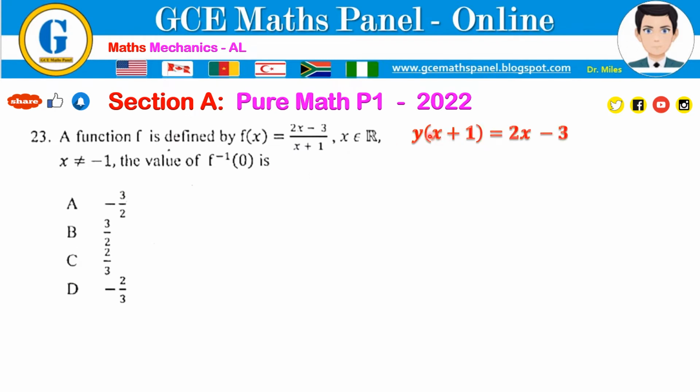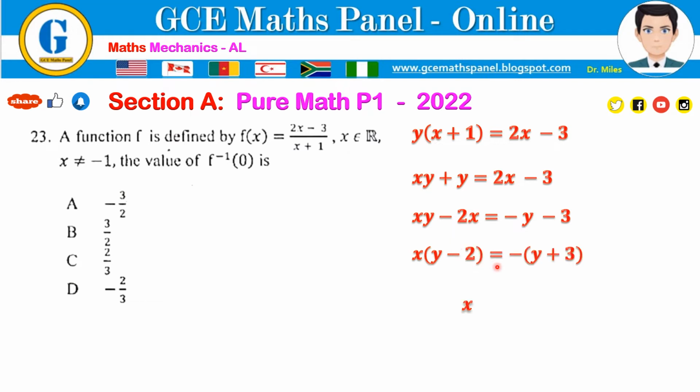We start by saying that y, that is f of x, is y. We now cross multiply. You have y into x plus 1 is equal to 2x minus 3. We open out the brackets and simplify. We bring like terms together. And at the end, we will have x equal to minus into y plus 3, all over y minus 2. So when we simplify this, this one now is our inverse function.